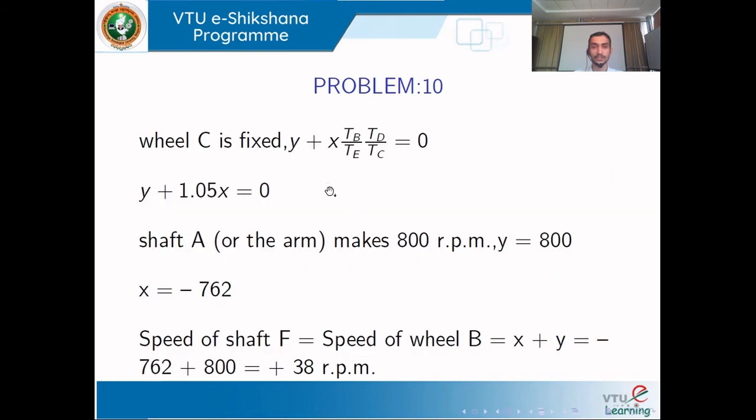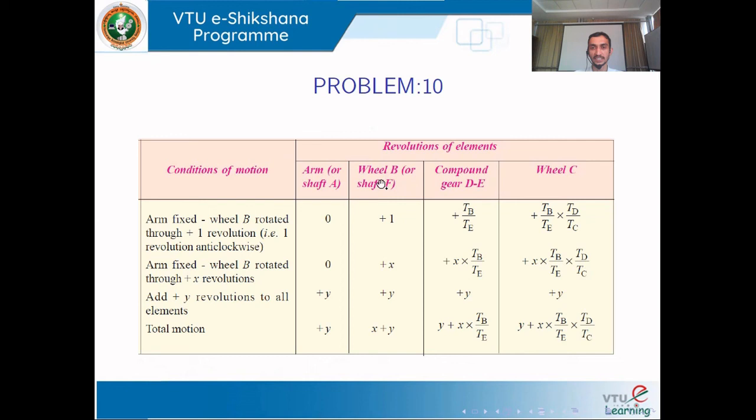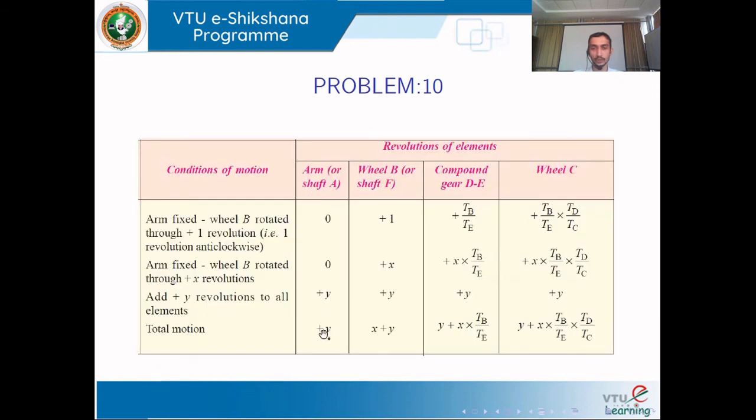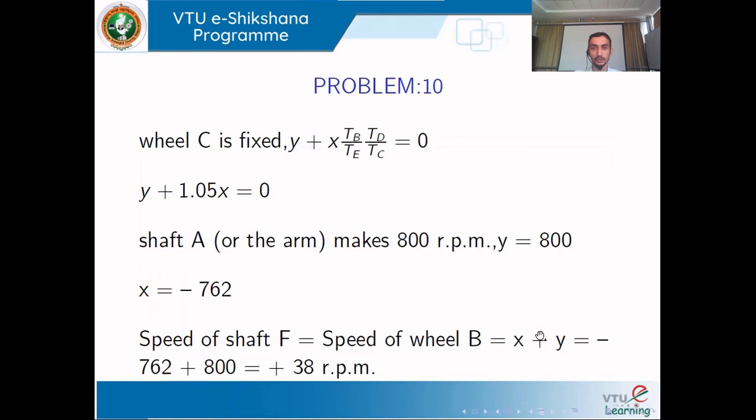Now the condition given is wheel C is fixed. When wheel C is fixed, it means the speed of wheel C is 0, so this becomes 0. They have given that the shaft makes 800 rpm, and the shaft is keyed to the arm, so the arm makes 800 rpm. So Y is 800 and this entire term is 0. We know the number of teeth on all the gears, so the only unknown is X, and we calculate the X value.